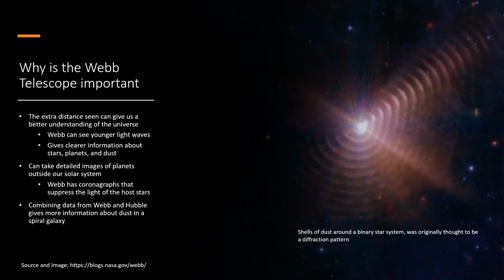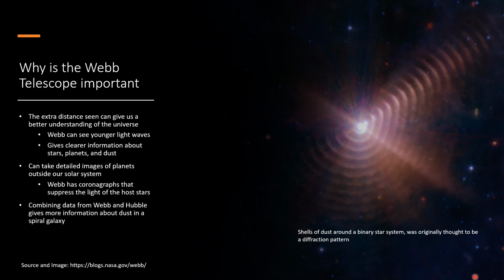It can also take detailed images of planets. That's important, and not just planets outside of our solar system as well. Because typically outside of our solar system, the light from the star that it's orbiting kind of covers up the planet and we can't see the planet itself. But luckily the Webb has coronagraphs that can suppress the light of those host stars.